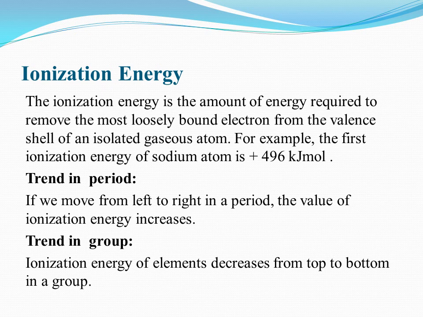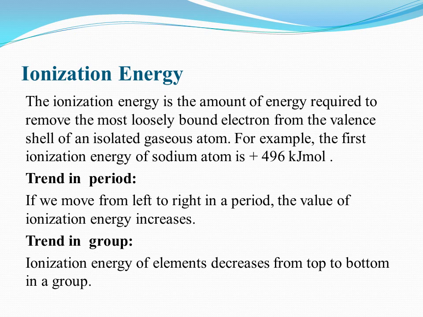Ionization energy. The ionization energy is the amount of energy required to remove the most loosely bound electron from the valence shell of an isolated gaseous atom. The amount of energy needed to remove the successive electron present in an atom increases. If there is only one electron in the valence shell, the energy required to remove it will be called first ionization energy. For example, the first ionization energy of sodium atom is plus 496 kilojoule per mole.